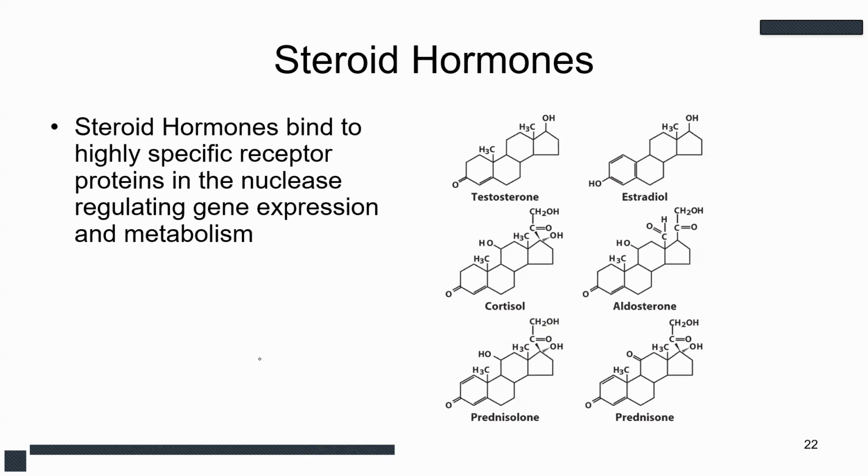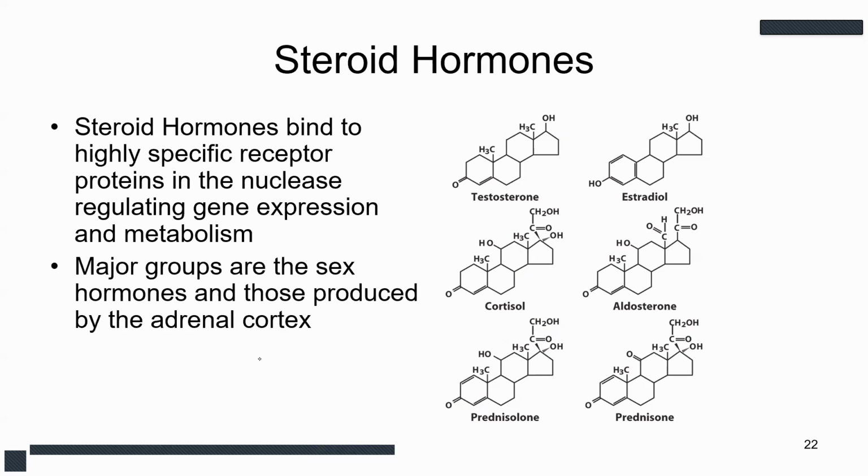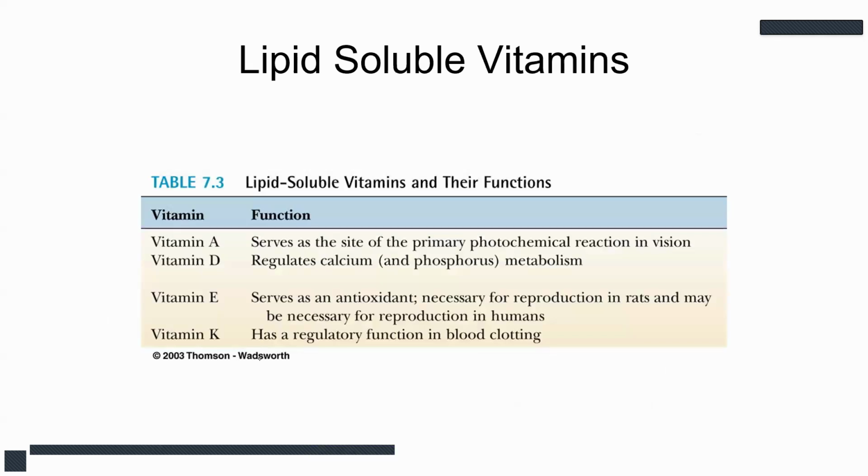Steroid hormones bind to very specific receptor proteins in the nucleus, regulating gene expression and metabolism. Major groups are the sex hormones and those produced by the adrenal cortex. For example, testosterone and estradiol. Now, lipid-soluble vitamins. A, D, E, and K are your common ones.